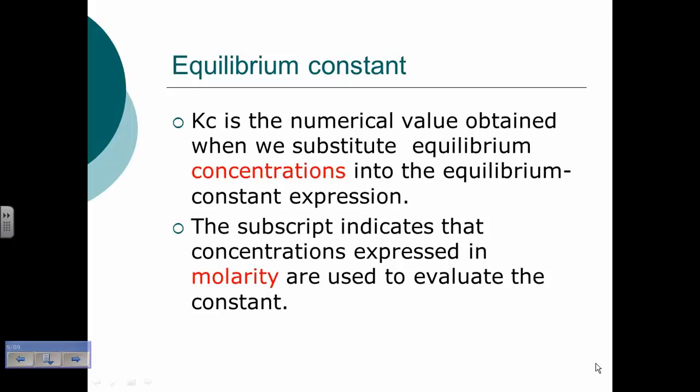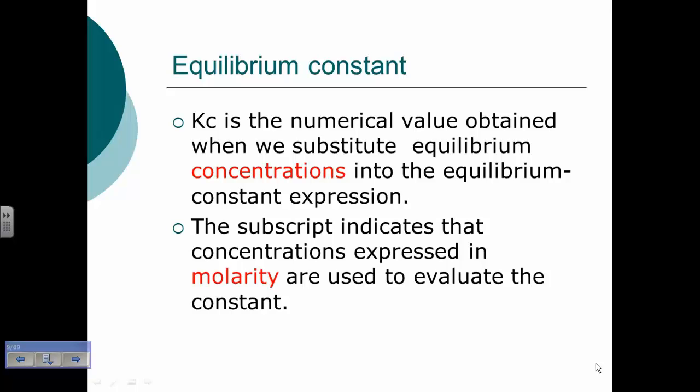Kc is a number. That's it. There's no units to it. Kc is a numerical value obtained when we substitute the equilibrium concentrations into the equilibrium constant expression. Plunking in numbers for the values, products over reactants, gets us a number, and that number is called the equilibrium constant. The subscript C does not stand for constant. It stands for molarity units.